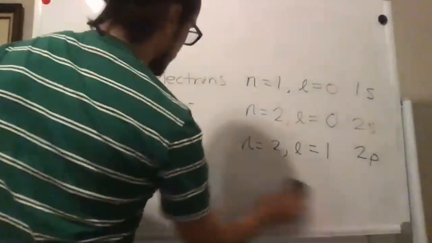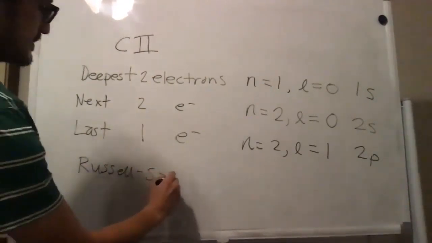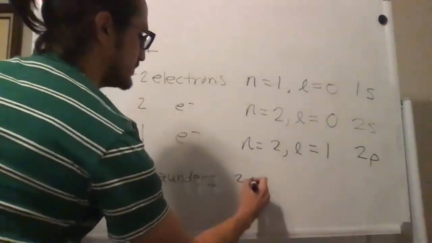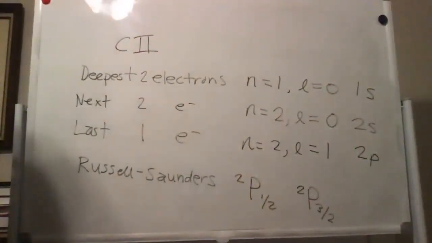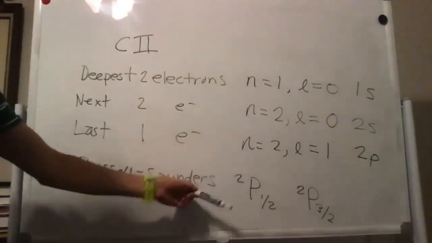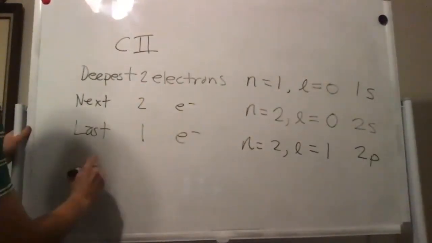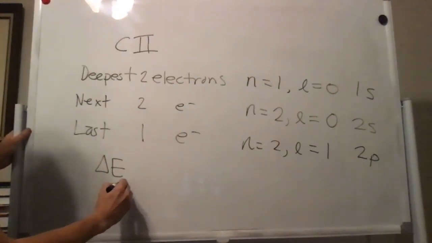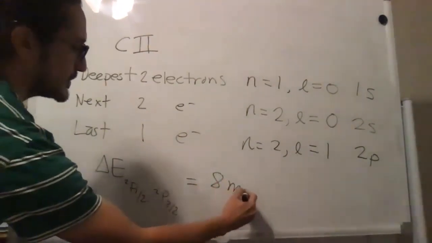So you can write these in Russell-Saunders notation. So it's 2p 1/2 and 2p 3/2. The notation is not very important. What really matters is the energy difference between these two states. That energy difference, delta E between 2p 1/2 and 2p 3/2, is 8 millielectron volts.